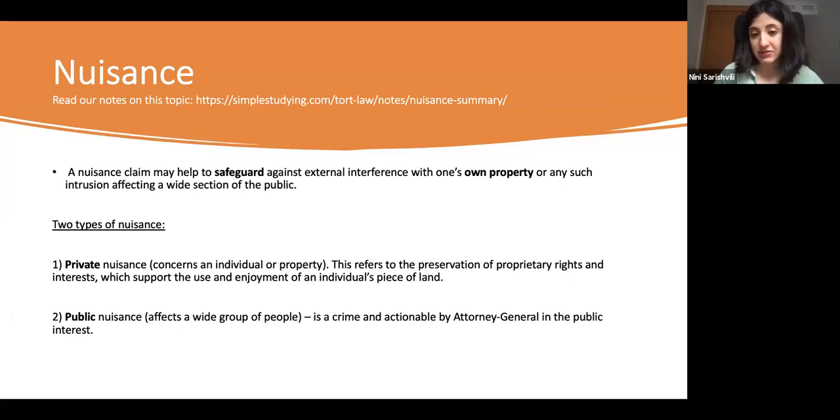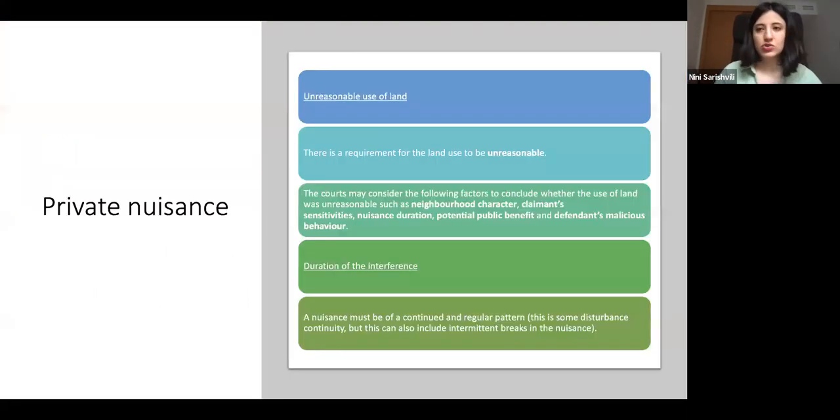Public nuisance is actually a criminal offense, and it's actionable by action in general in the public interest, whereas private nuisance can be preservation of proprietary rights and interests which support the use and enjoyment of an individual's piece of land. So if somebody is interfering with your enjoyment of your own land in any way, that could be private nuisance that you can sue for.